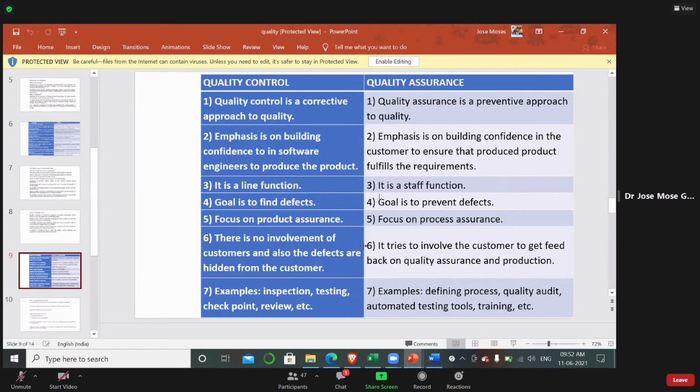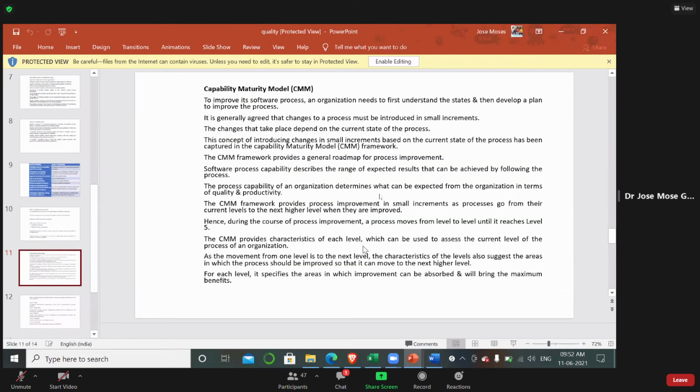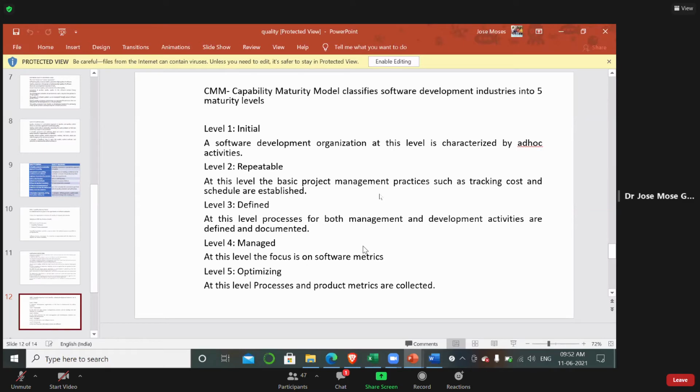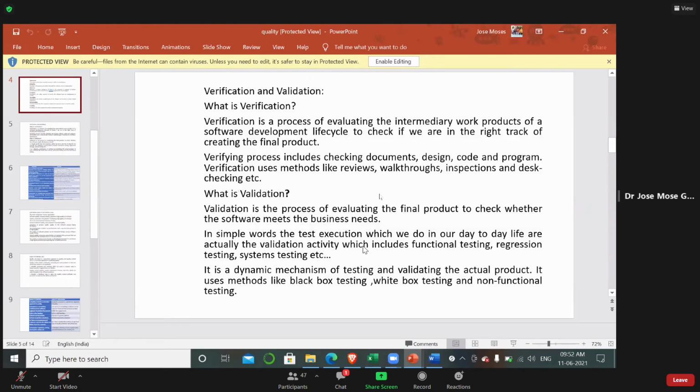So that's all. CMM is covered in your unit 1. All 5 levels of CMM are covered in your unit 1. Actually, it comes under quality and planning, but it is already covered in your unit 1.